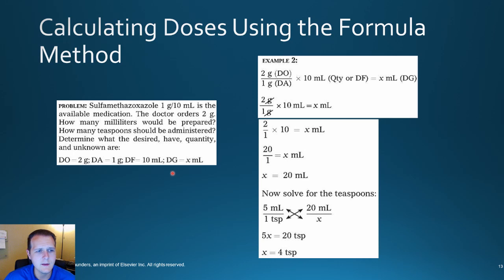You can do the same thing in the sulfamethoxazole example we had before, where here we have our dose ordered of 2 grams, the dose available is 1 gram, and then this is per 10 mLs, right? So we have 1 gram per 10 mLs as our dose form, and this is going to equal however many mLs we want to administer here. So our grams cancel out, so you have 2 times 10, which equals 20. So X equals 20 mLs here. And again, same thing for the teaspoons. To figure that out, basically convert this over, and it's still 4 teaspoons.